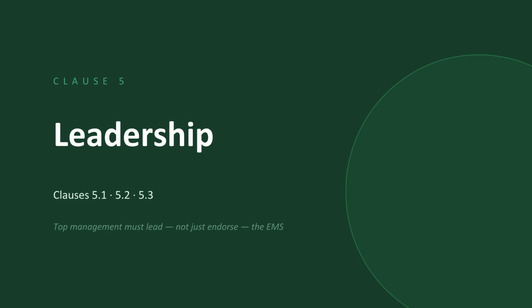Top management. Clause 5 has 3 parts. 5.1 is about commitment and accountability. 5.2 is about the environmental policy. 5.3 is about assigning clear roles and responsibilities.